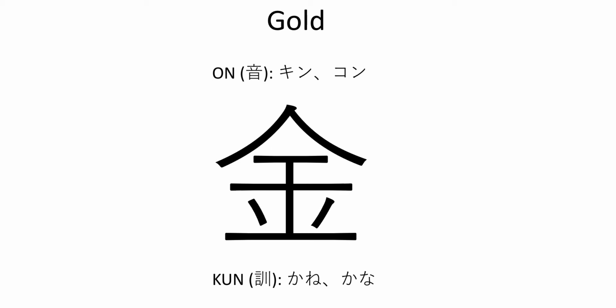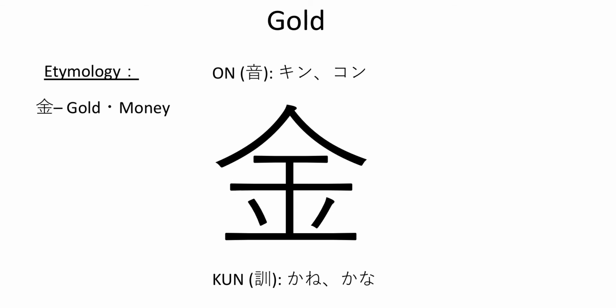Next we have kane. Okane in Japanese is actually the word for money. Okane, the O there is honorific. So we have okane as the word for gold, and there's also the rare reading kana. Most of the time you're going to see kin when it's combined with other kanji, and kane when it's by itself. Let's talk some etymology here.